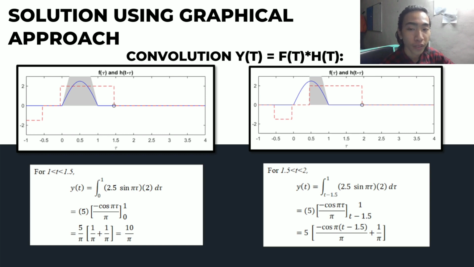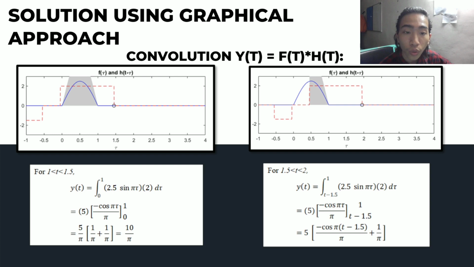Moving on with the next figure, as we can see, the f(t) signal is almost fully overlapping inside the h(t minus tau) signal, like the last figure, and we are still integrating the same equation, that is 2.5 sine pi tau times 2, but with a different limit, that is 0 to 1. And we have the answer 10 over pi.